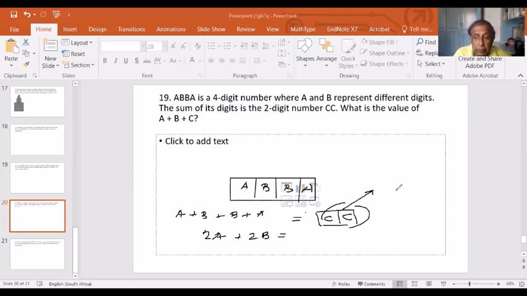Okay, so the various possibilities for this, you can have 0, 0, 1, 1, 1, 2, 2, 3, 3. Both the digits are the same because they got the same representation. But it is said that the sum of its digits, 2A plus 2B, can't be very big because the largest value A has is 9.